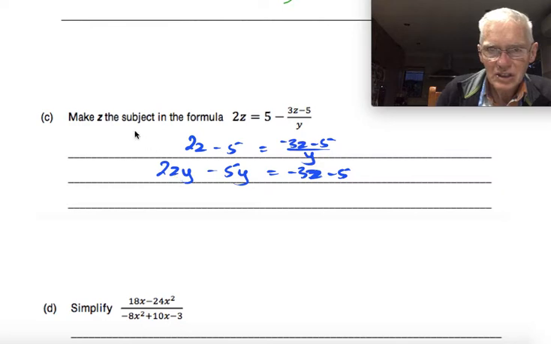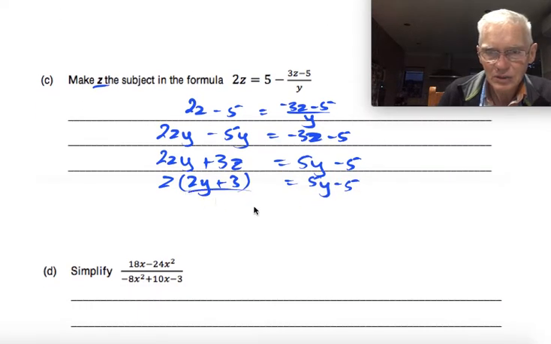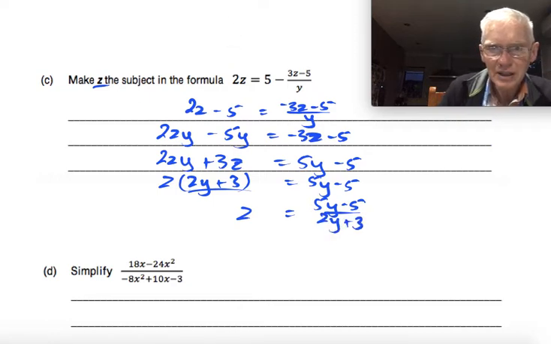I want my z's together because I've got to make z the subject, so if I can group them together, I'm going to put the minus 3z to the left and the minus 5y to the right. So I get 2zy plus 3z, change sign, 5y minus 5. I'm changing side, changing sign, factorize the z out of here, and you get z times 2y plus 3 equals 5y minus 5. And now I can divide the 2y plus 3 to the other side, and I get z equals 5y minus 5 over 2y plus 3. And there's my answer for this question. That's making z the subject of the formula.